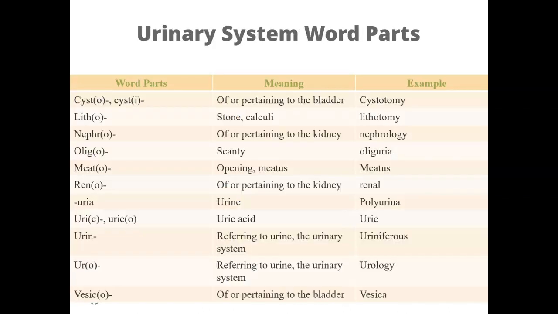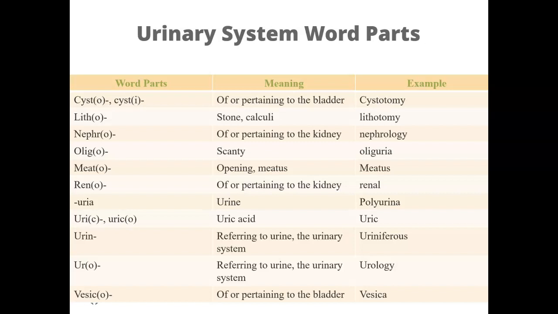Some of the word parts that you will see in reference to the urinary system are cysto or cysti, so that means bladder. Litho means stone or calci. Nephro is pertaining to the kidney. Reno also means kidney, so please be careful with that. Oligo means scanty, so we're talking about urine there. Meato is talking about the opening or the meatus.